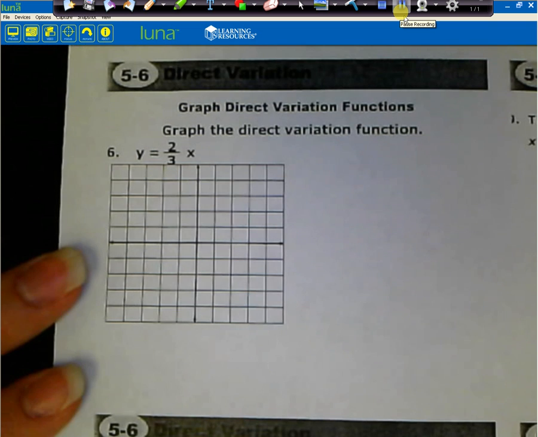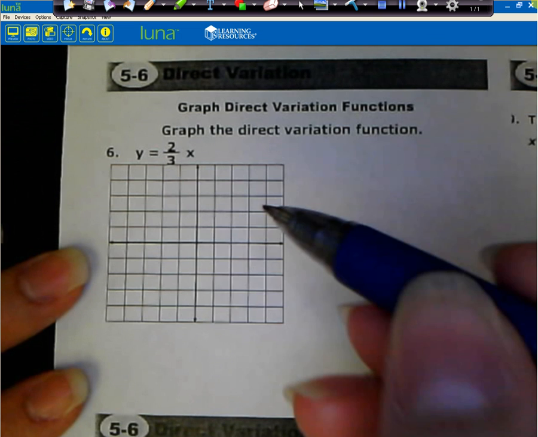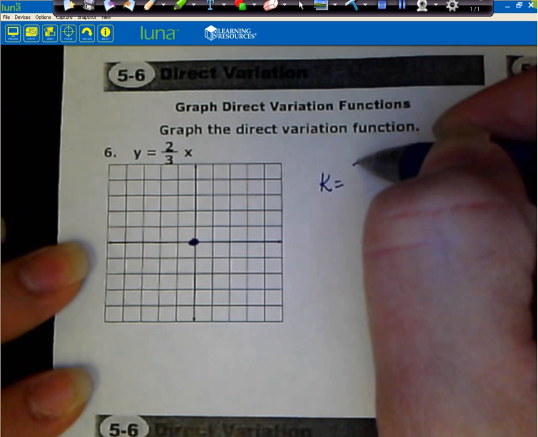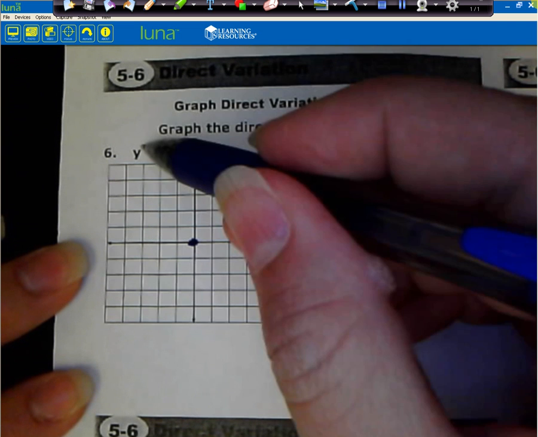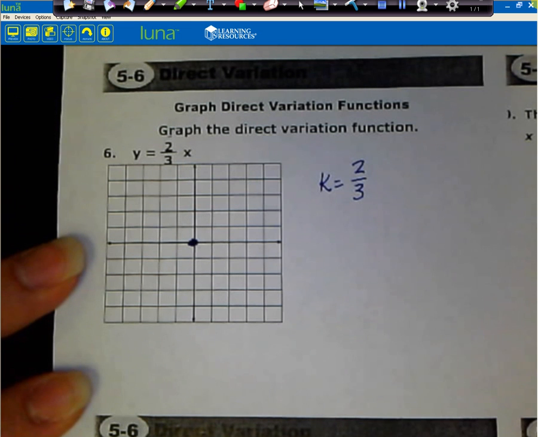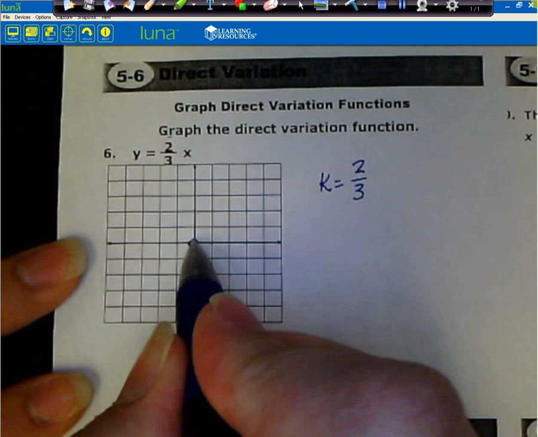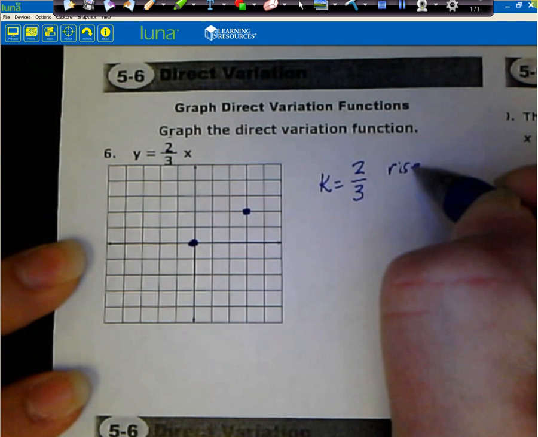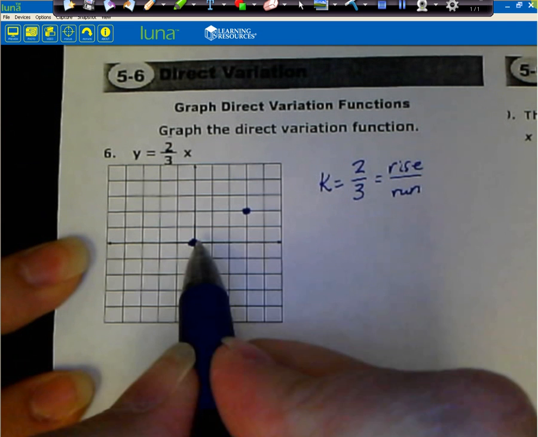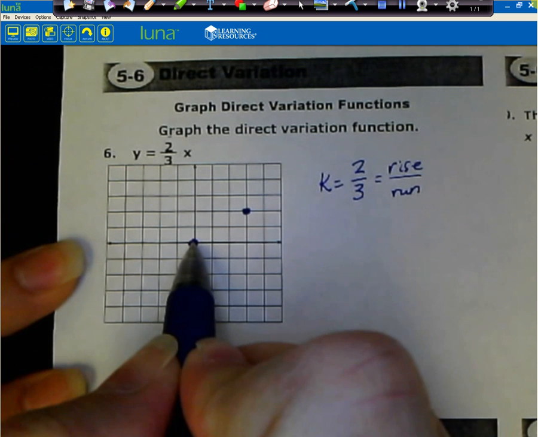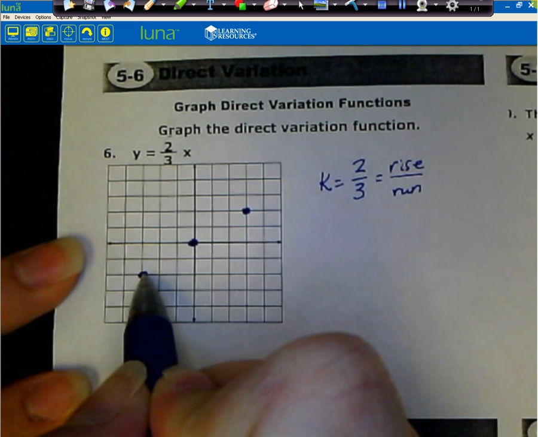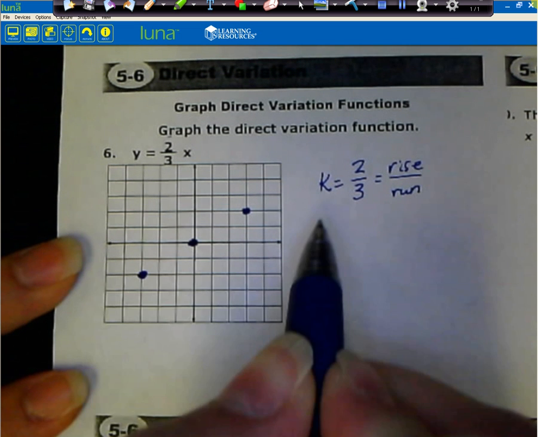All right, so let's look at number 6. The first thing you're going to do here to graph this direct variation function is you're going to put a point at the origin. Our k here, or our slope or constant of variation, is 2 over 3 because it's y equals kx, so this is my k. So it's 2 over 3, and I'm going to go up 2 over 3. 1, 2, 3. Again, it's rise over run. So here, I'm going to come back to my point of origin, and I can also go down 2 and back 3. 1, 2, 3. Because that would mean negative 2, negative 3, which would in turn become positive 2 over 3.